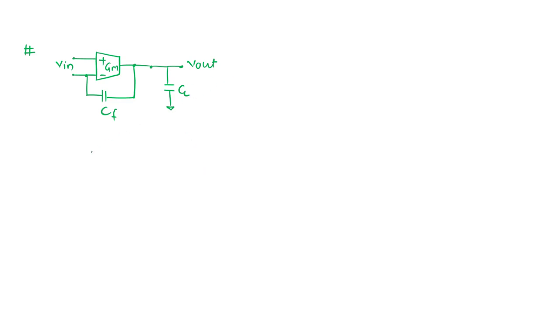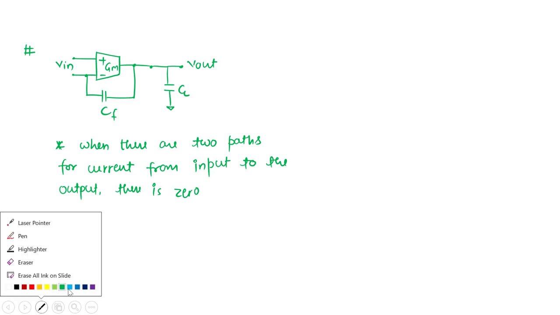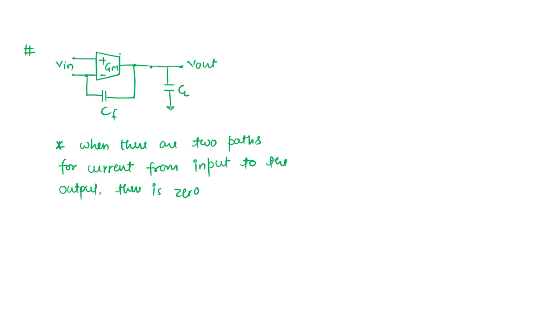When there are two paths for current from input to output, there is a zero in the picture. So how will you calculate this? We can see there are two paths from input to output, and when the currents of these two paths are out of phase, there is a zero. This is one current that I call I1, and the other path carries the current I2.